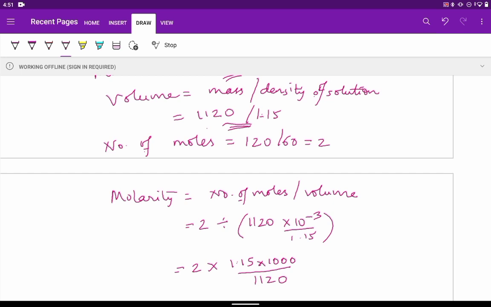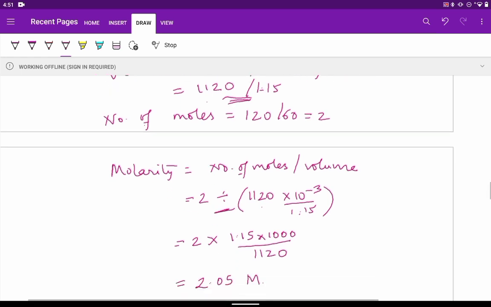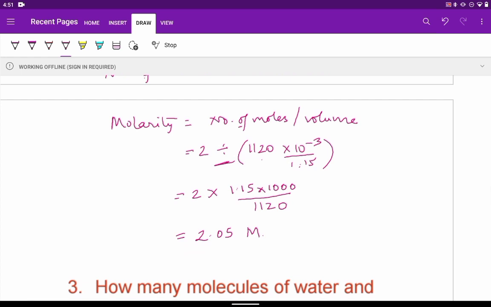Why we are doing this? We are converting milliliter into liters. So when we solve this, now it is a division sign. When we solve it, we have to take the reciprocal of this side and then multiply. So it is 2 into 1.15 into 1000, because when we take the reciprocal, 10 to the power minus 3 will become 10 to the power 3, divided by 1120. This 1120 will go to the denominator. Now on calculation we get 2.05 molars.